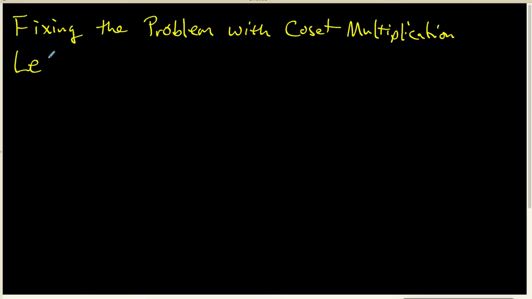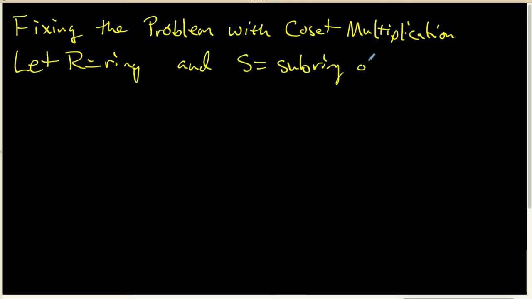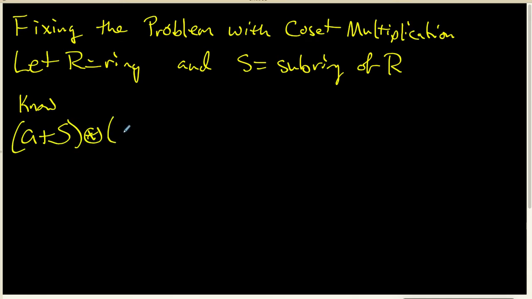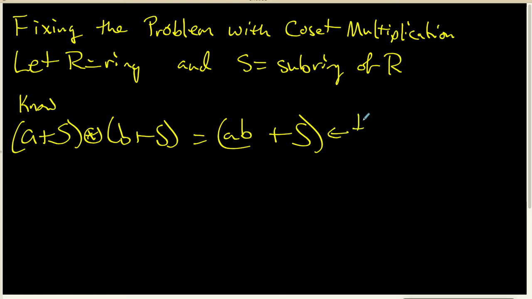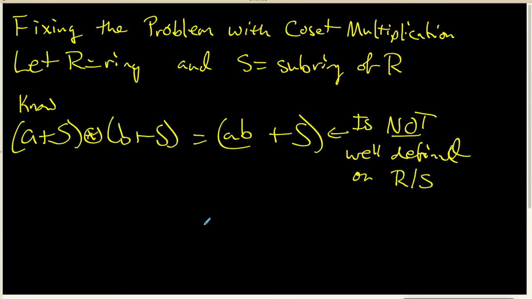So we're going to let R be a ring, and S is going to be a subring of R. Now we already know that the operation defined as A plus S times B plus S being defined to be AB plus S, this operation is not well defined on the set of cosets, on R mod S in general. And that's the problem that we're trying to fix.